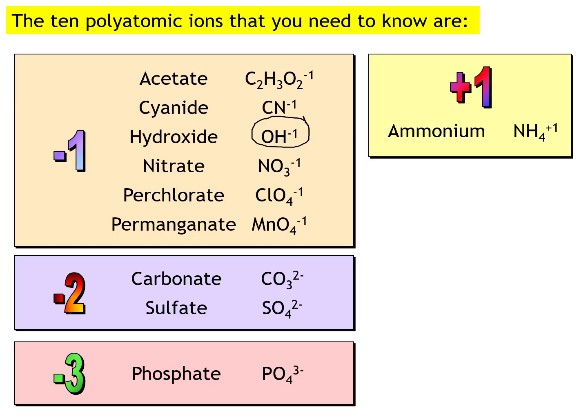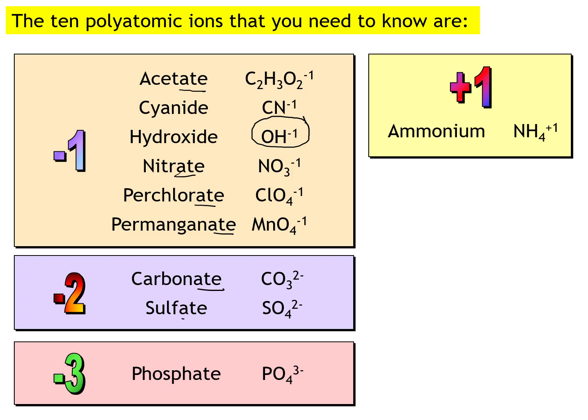And then we have nitrate, perchlorate, permanganate. We have some that have a -2 charge, like carbonate and sulfate. And then phosphate is probably the most common polyatomic ion with a -3 charge. When you have the name of the compound and you're trying to write the formula, pay attention to whether the name has an "ate" in it, because that will get you most of the way there, because most of these end in "ate." So as soon as you see that, you get your list of polyatomic ions out.